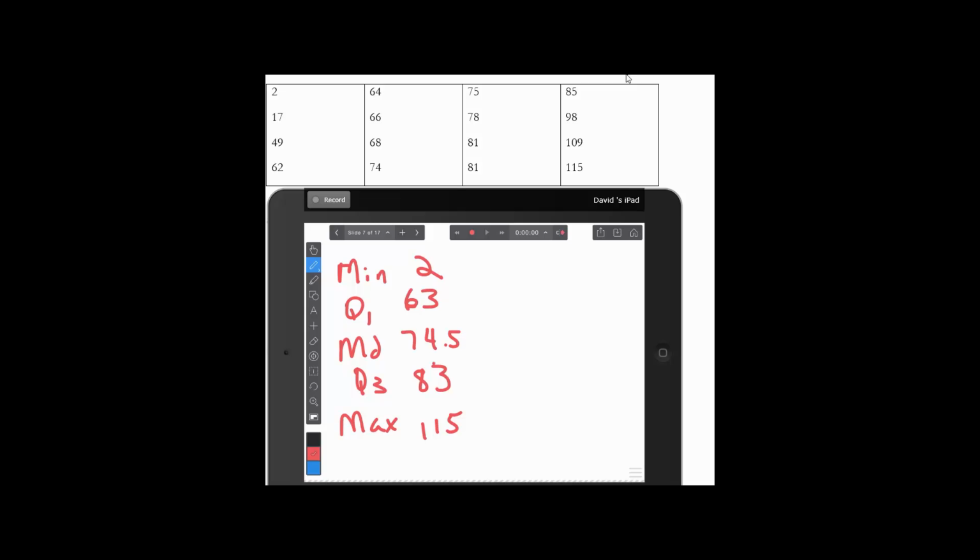And I'll go ahead right now and compute the interquartile range. It's just Q3 minus Q1, and that's equal to 83, got ahead of myself, minus 63 is equal to 20. And when we draw our box plot, 20 will be the width of the box, because the box will go from Q1 to Q3, from 63 to 83.